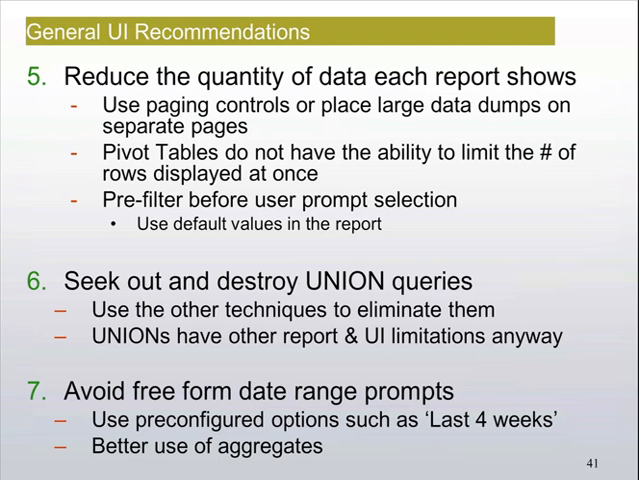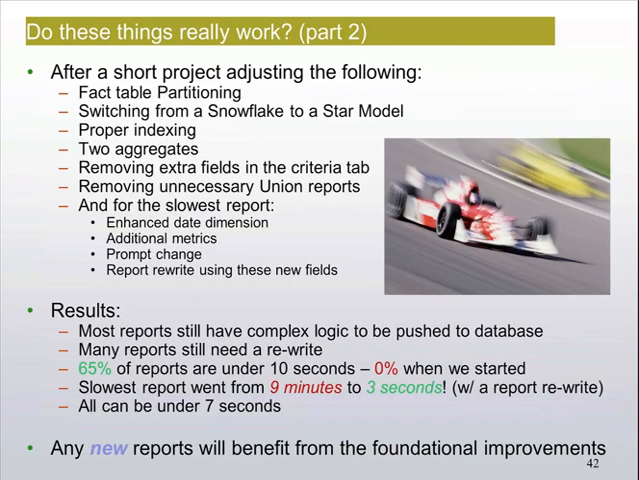Okay? So let's revisit the performance project that I was mentioning before. We did a very short performance project. These are the things that we looked at. We added fact table partitioning. I changed the model from a Snowflake to a Star. We put proper indexes on our fact tables and our dimension tables. We added 2 aggregates. We removed extra fields in the criteria tab on the reports. We even eliminated a couple of union reports that did not need to be unions.